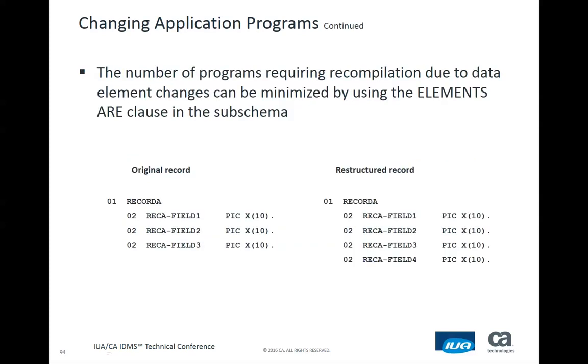Now, one of the things that can lessen the number of programs that are going to be recompiled when you're adding or dropping elements from a record depends on how you've coded your subschemas. Let's take a quick look at this slide. This is just to show you the changes that we're making to our particular record. On the left-hand side, we have the original record, made up of 3 fields, field 1, field 2, field 3. They're each 10 bytes in length. The change that I'm making to the database is adding a field 4 to that record's definition.